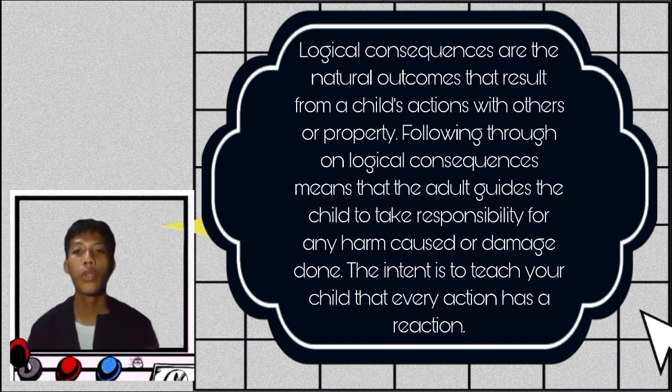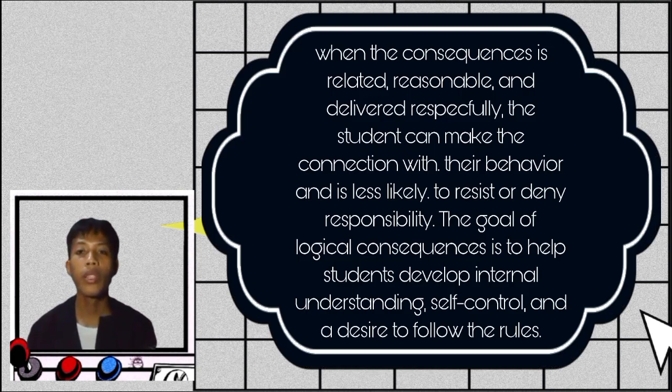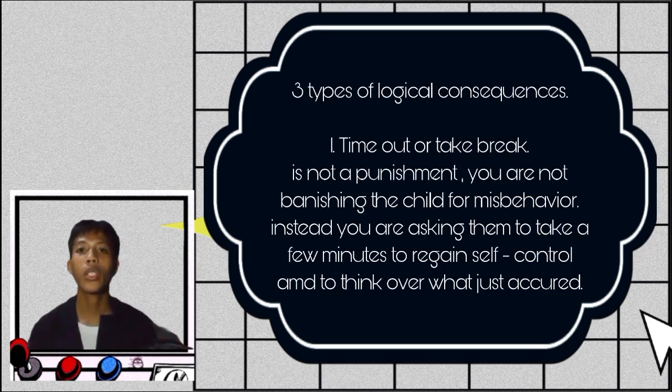Following through on logical consequences means that the adult guides the child to take responsibility for any harm caused or the damage done. The intent is to teach the child that every action has a reaction. When the consequences are related, reasonable, and delivered respectfully, the students can make the connection with their behavior and are less likely to resist or deny responsibility. The goal of logical consequences is to help students develop internal understanding, self-control, and desire to follow rules. The 3 types of logical consequences.